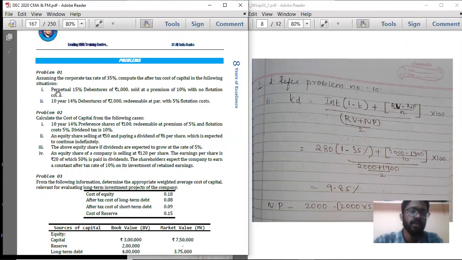So first read situation 1. Perpetual 15% debentures of 1000 sold at a premium of 10% with no flotation cost. See, it's a perpetual debenture. That is, it is not redeemable.